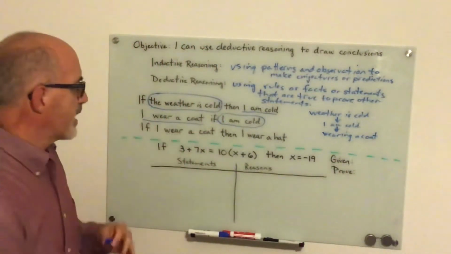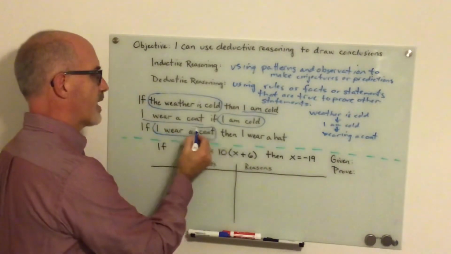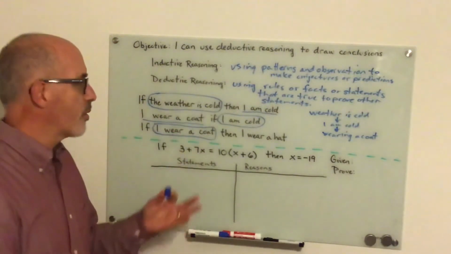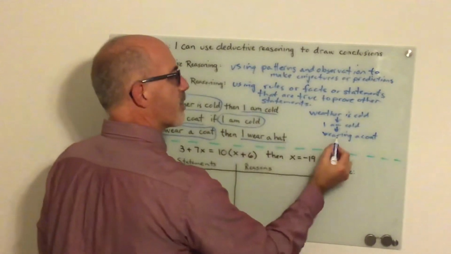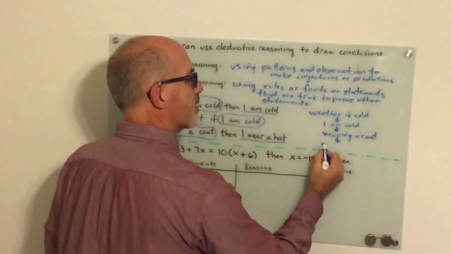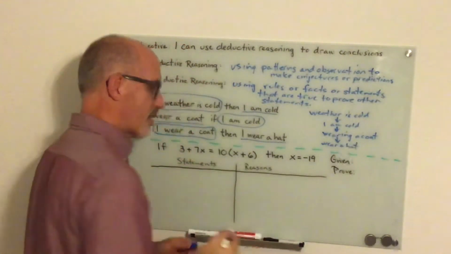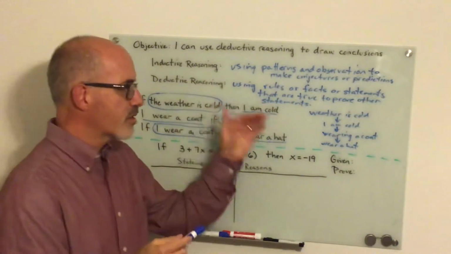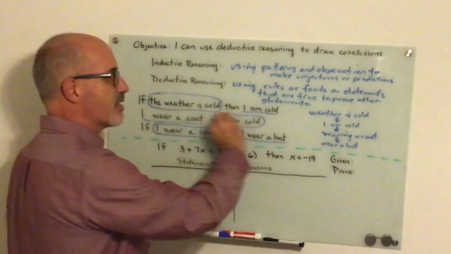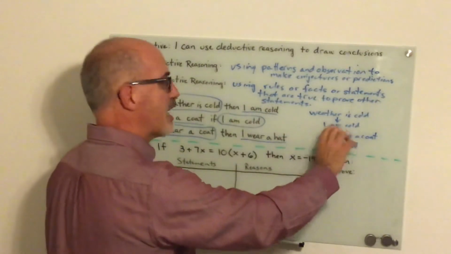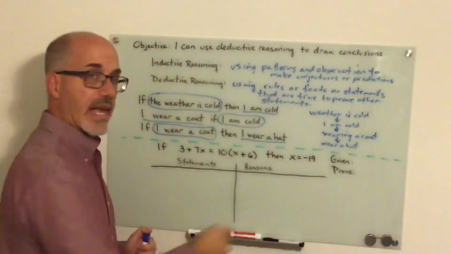And then lastly, if I wear a coat, so this is the hypothesis here, we start with saying if I start with wearing a coat, then the conclusion is I will wear a hat. Okay, so I conclude with that. Now notice that this logical thinking walks us through things that are connected. If I took out this middle statement, it would leave a gap between weather is cold and wearing a hat.